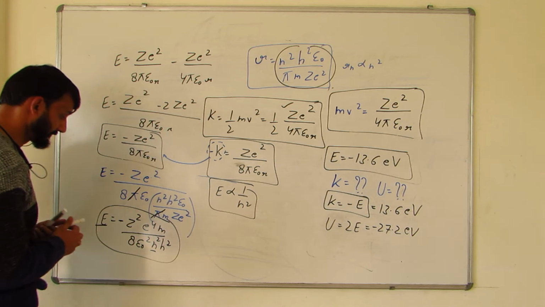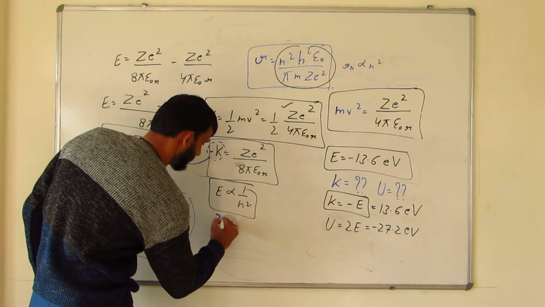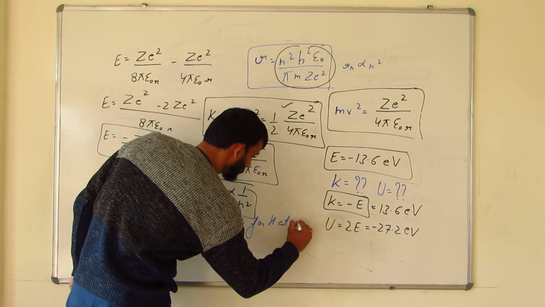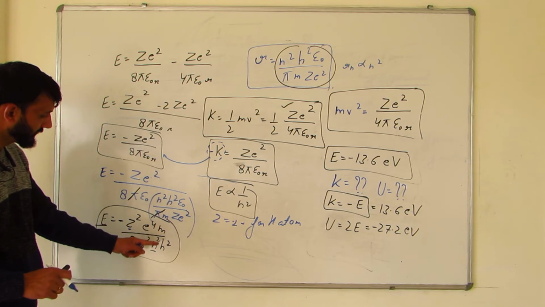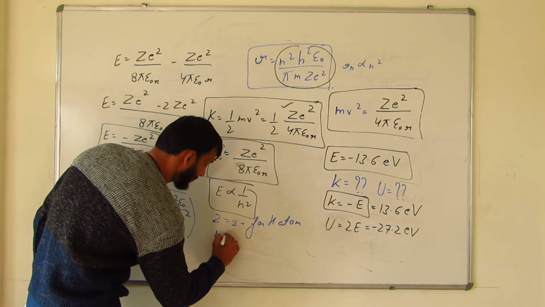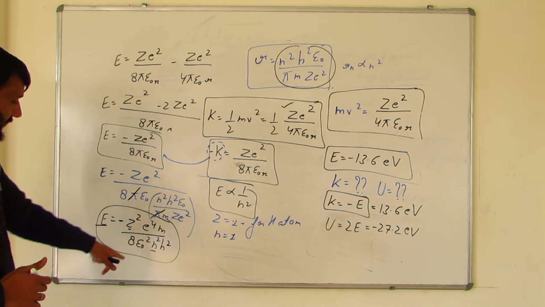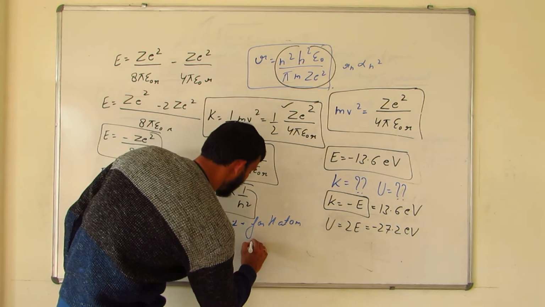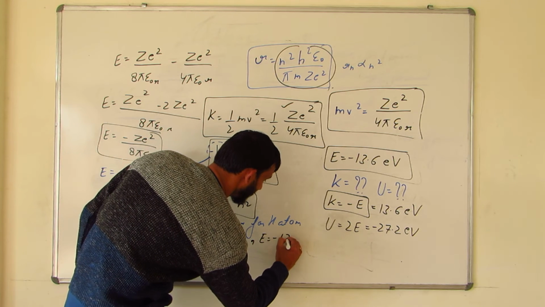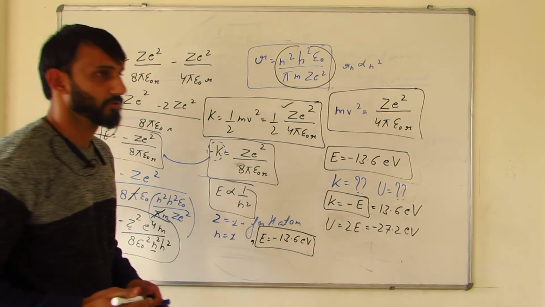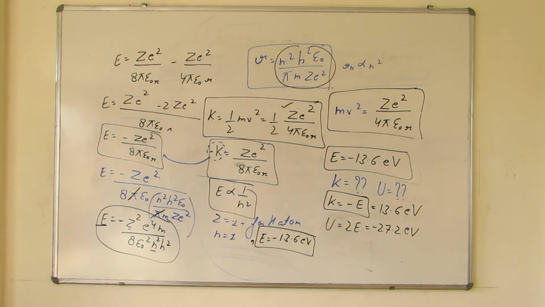Also guys, if you put the value of Z equals 1 for hydrogen, for the H atom, and put all the values, and using n equals 1, which is the ground state, the energy of the hydrogen atom will be minus 13.6 eV, the number which you just saw. So the energy of the electron in the ground state of the hydrogen atom is minus 13.6 eV, right?